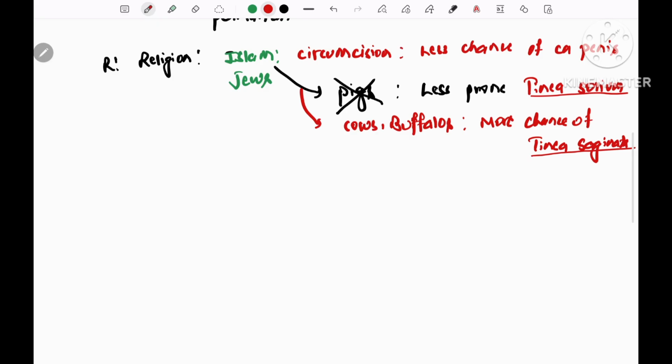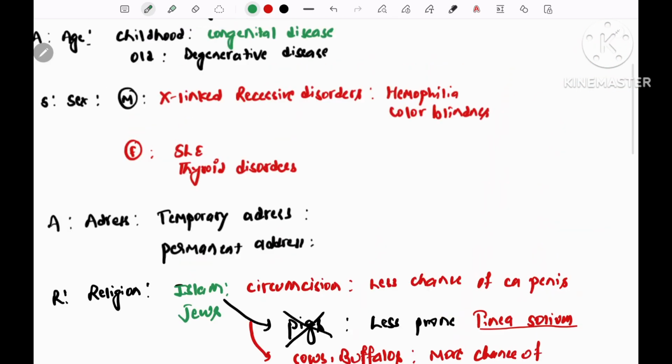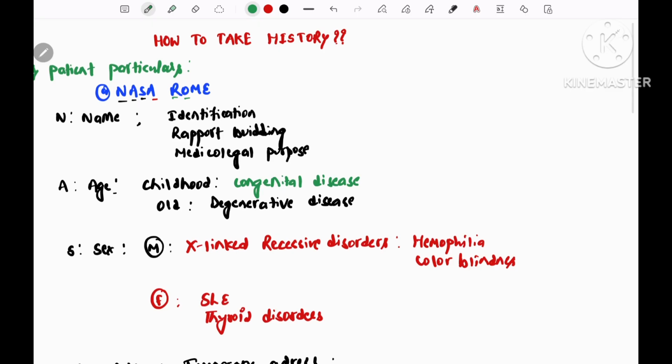And talking about the Hindu community, Hindu religion, they usually take veg food on priority. So the chance of bowel-related problems and bowel-related carcinoma is less common. Due to the veg eating practice, they are less prone to carcinoma. Okay. Now let's talk about occupation.